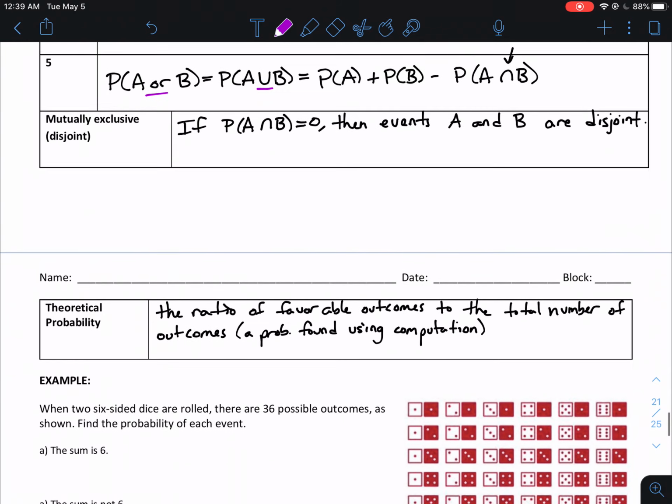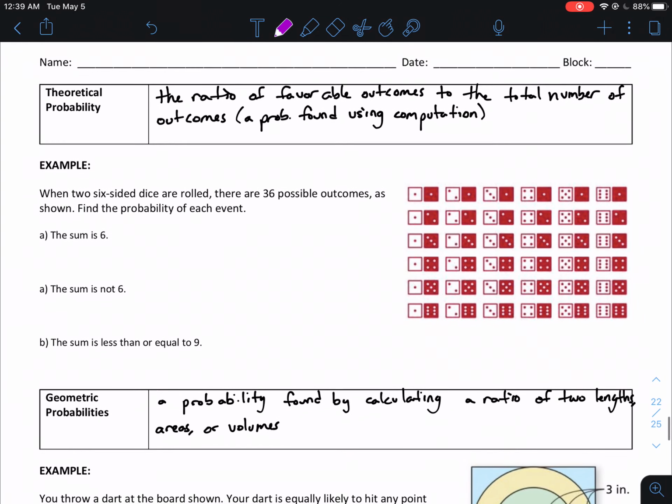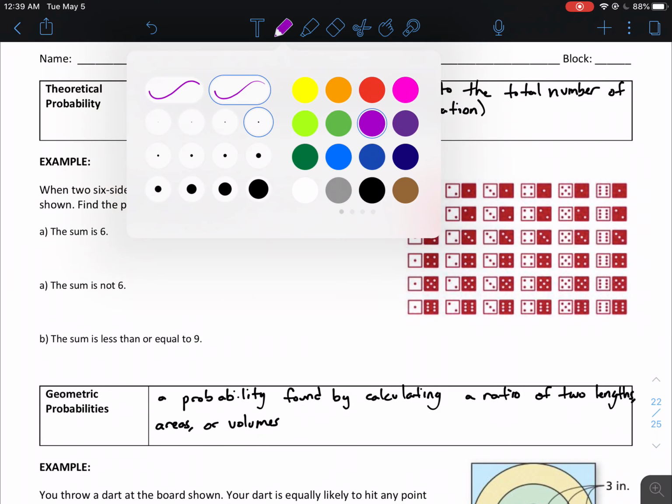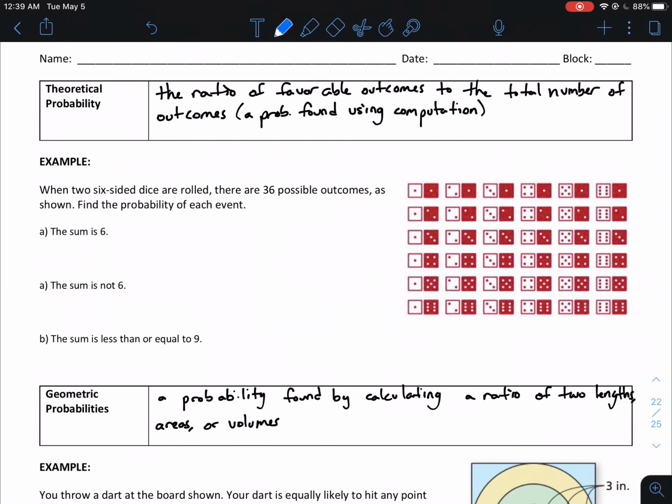Okay, so there's 3 types of probabilities that we're going to look at today. The first of which is theoretical probability. So theoretical probability is the ratio of favorable outcomes to the total number of outcomes. This is a probability that you can find using computation. So when you think about using math to estimate your probability before you do an experiment or something along those lines, that is a theoretical probability.